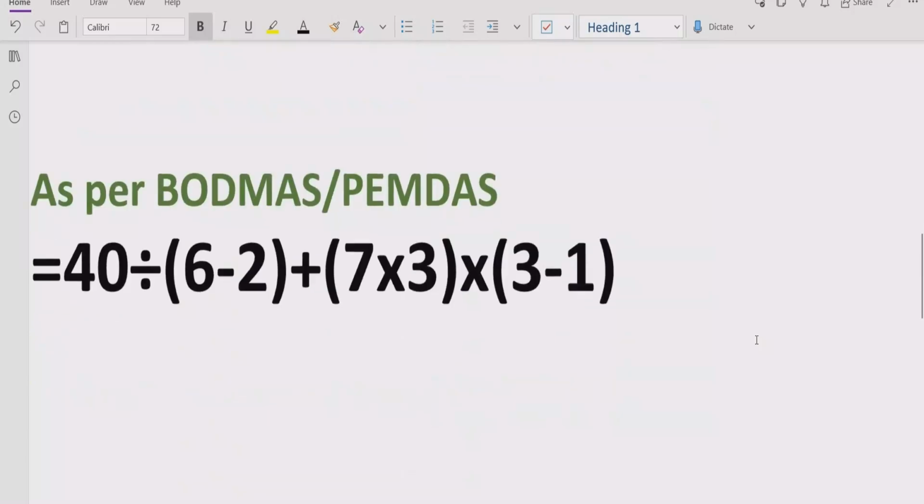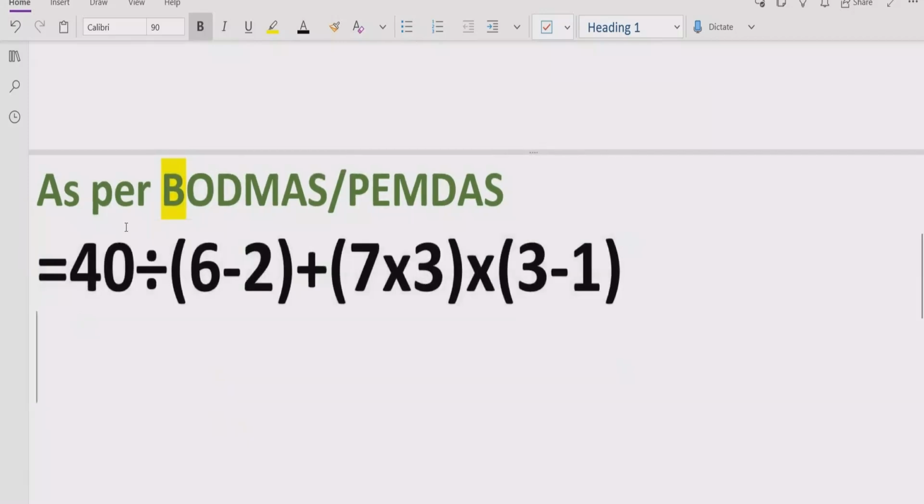As you can see on the screen, we have 40 divided by (6 minus 2), (17 multiplied by 3), and (3 minus 1). We have here three brackets, 1, 2, 3. So now according to the rule, first we have to solve all the brackets. So now we will solve this bracket.